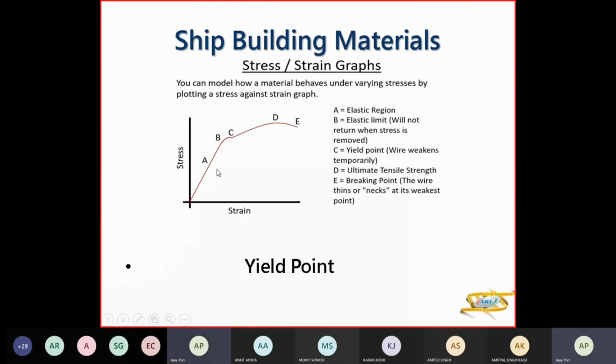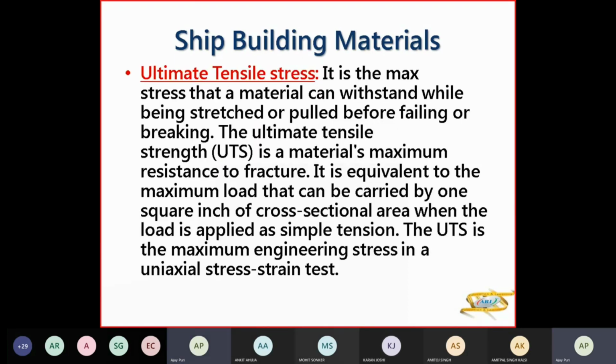Now this is another stress strain graph. So here you have the elastic region, D is your elastic limit, C is your yield point, D is your UTS or ultimate tensile strength, and E is the breaking point. Now what is UTS or ultimate tensile stress? So it is the maximum stress a material can withstand while being stretched or pulled before failing or breaking. So it is a material's maximum resistance to fracture and it is equivalent to the maximum load that can be carried by 1 square inch of cross sectional area when the load is applied as simple tension. So it is the maximum engineering stress in a uniaxial stress strain test.